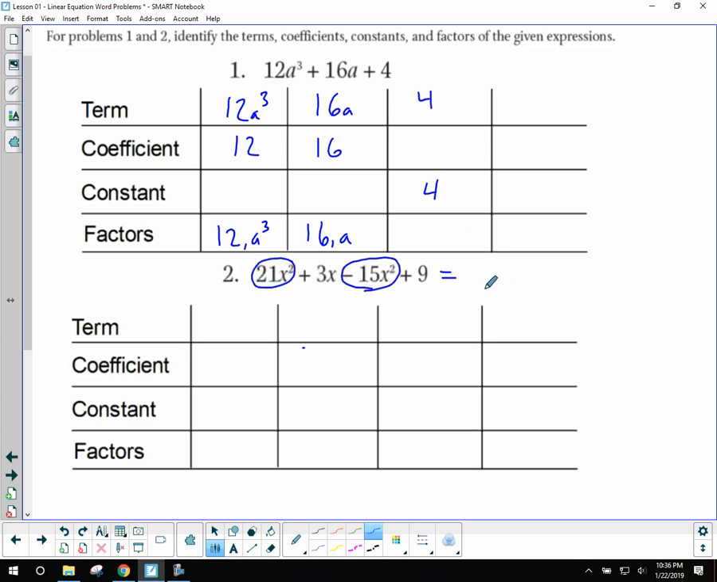Good, 6. So 6x squared plus 3x plus 9. Now write down your terms. So 6x squared, and then we get 3x, and then we get 9. Coefficients should be 6 and 3. Constants 9. And your factors should be 6x squared and 3x.